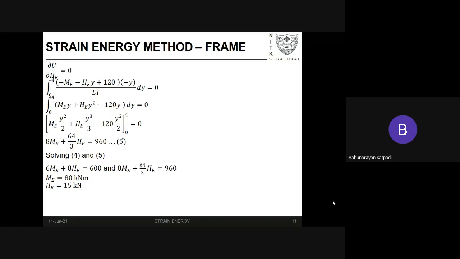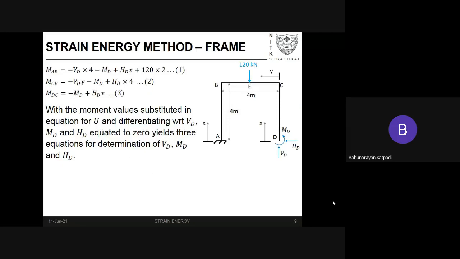And what is very important here is, when you consider the whole frame also, you have taken the redundant reactions as VD, HD, and MD. They have been shown. VD is vertically up, HD is to the left, and MD is anticlockwise. So I can take the sense as anything I want. And if the end result is positive, the sense I have taken is correct. But if the end result I get is a negative value, it should be reversed.